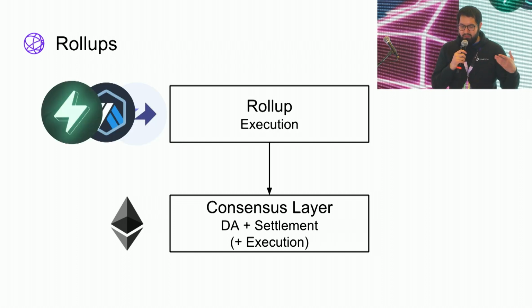OK, so on top of this consensus layer, you have the rollup layer. And this rollup will do execution. It won't do data availability or settlement. It'll defer those to Ethereum, and it will just perform execution. And there's a variety of examples of rollups: Fuel, Arbitrum, ZK Sync, and there's many more.